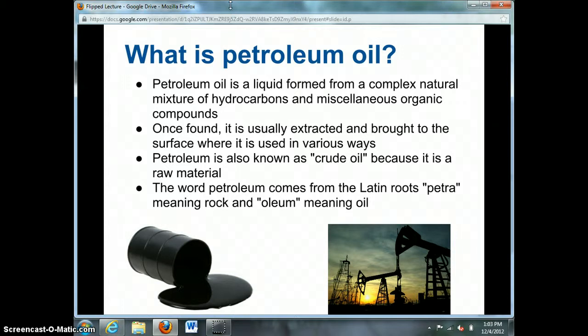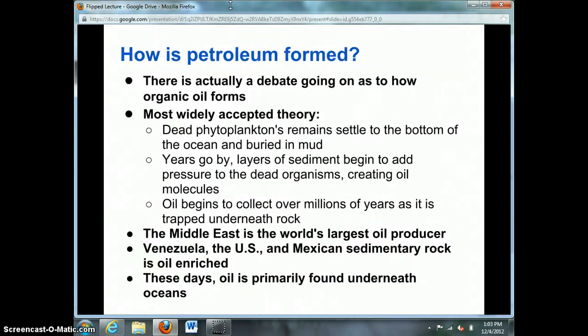Once it is found, which takes a lot of effort in the first place, it's extracted and brought to the surface, and it's used in a variety of different ways. In America, it's usually used for cars and machinery. Petroleum is also known as crude oil because it is a raw material, and it comes from the Latin roots petra meaning rock and oleum meaning oil.